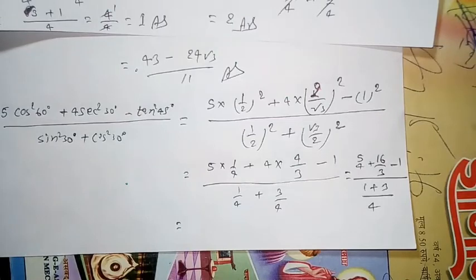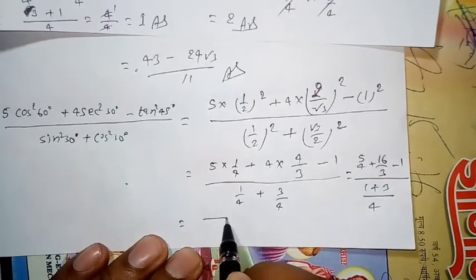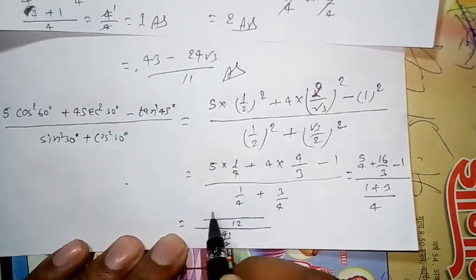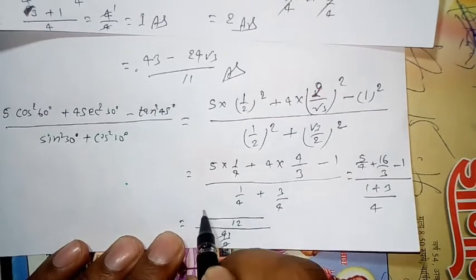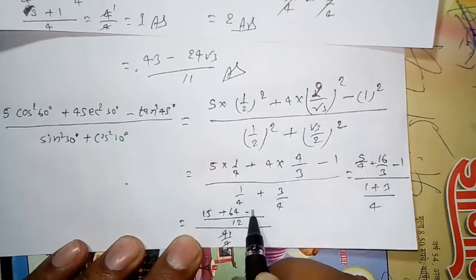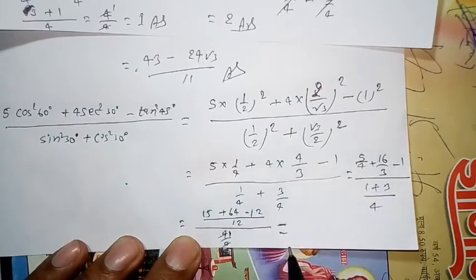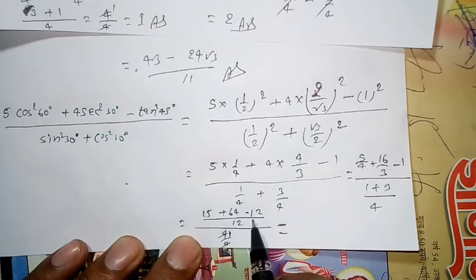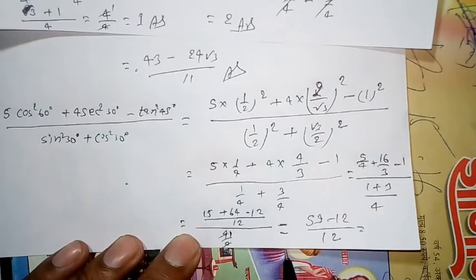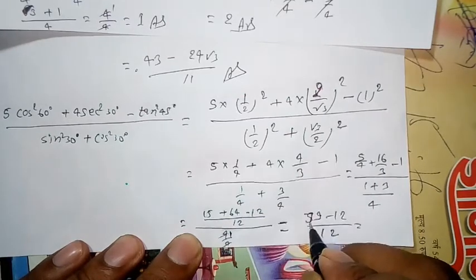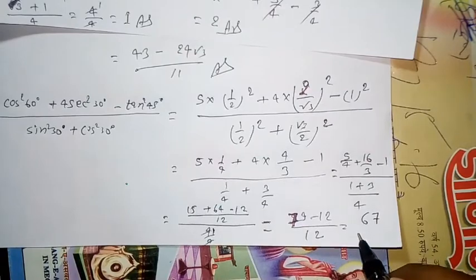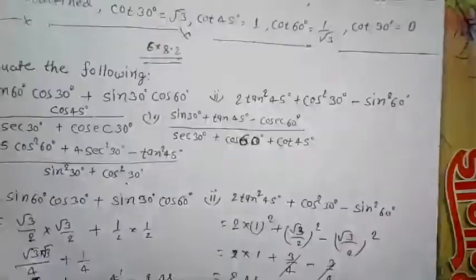The LCM of 3, 4 and 3 is equal to 12. This is 4 by 4, then cancel, and 12 4s are 3, 12 3s are 4, so 5 times 3 is 15, plus 16 times 4 is 64, minus 12 times 1 is 12, so this cancels. Then 15 plus 64 minus 12 by 12 is equal to 67 by 12. Answer.